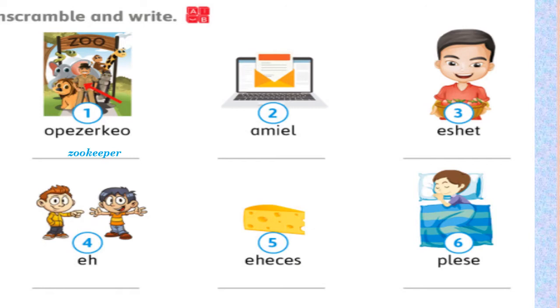Excellent. It's zookeeper. Number 2. What do you think the correct spelling for this word is? It's email. Excellent. The third one is easy. It's these. Number 4, what do you think? It's he. The fifth one is cheese. And the last one, look at this picture, he is sleeping. Sleep. Thanks a lot, my dear students.